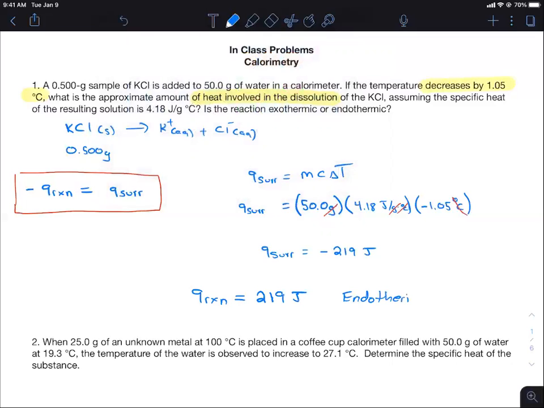And that should make sense, I hope, if we think about it in terms of the temperature going down. Because our temperature change decreased, that's telling us it's endothermic, because the water had to give heat to the reaction for that reaction to occur. So our final answer is 219 joules of energy was absorbed, making this an endothermic reaction.